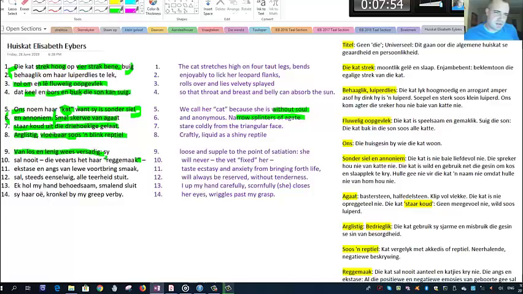That's the sort of colloquial way of saying she was neutered. The vet has done a little operation, to make sure that the cat doesn't have babies.